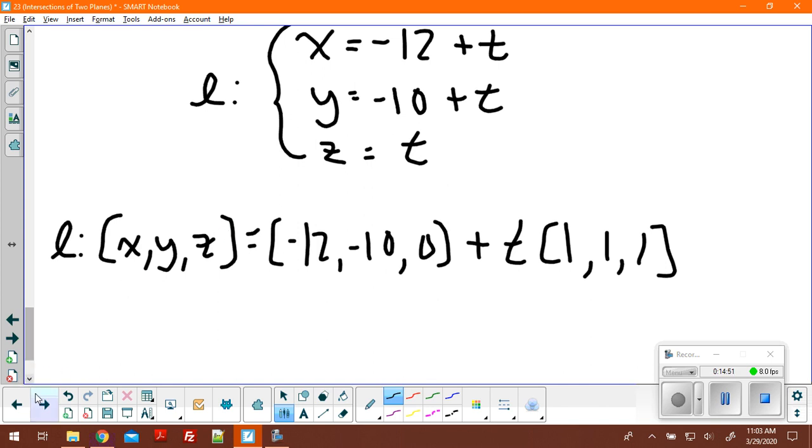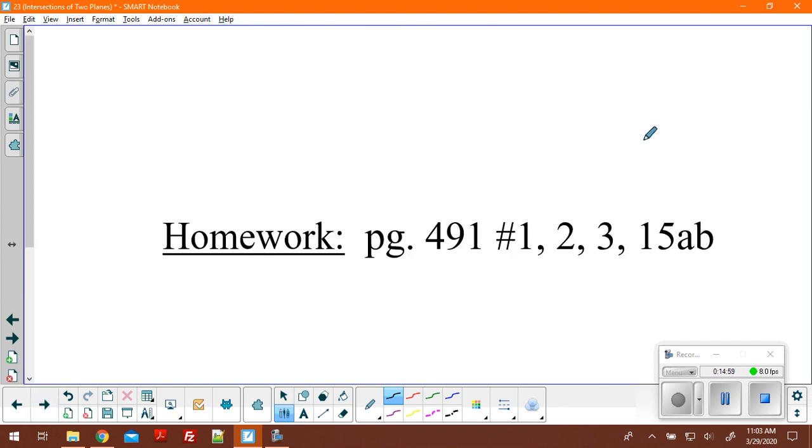So again, your three cases are: take an intersection line, not intersect at all, or it will be the same plane twice. That's when they're coincident. So there's the practice. And over the next few days, we'll get into solving systems of three planes.